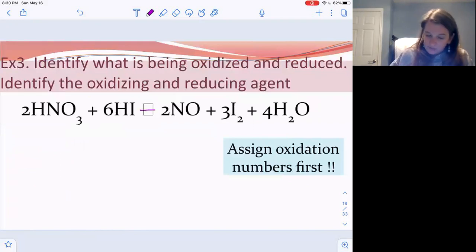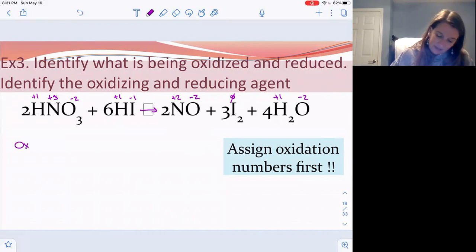So looking at this example, let me draw my arrow. We're going to first assign oxidation numbers. That's where you should always start. So the hydrogen is +1, the oxygen is -2. So this nitrogen is going to have what oxidation number? +5. Then the hydrogen here is going to be +1, the iodine is -1. Over here on the product side, oxygen is -2, so this nitrogen has to be +2. This iodine is going to be 0, and then water is +1, -2.